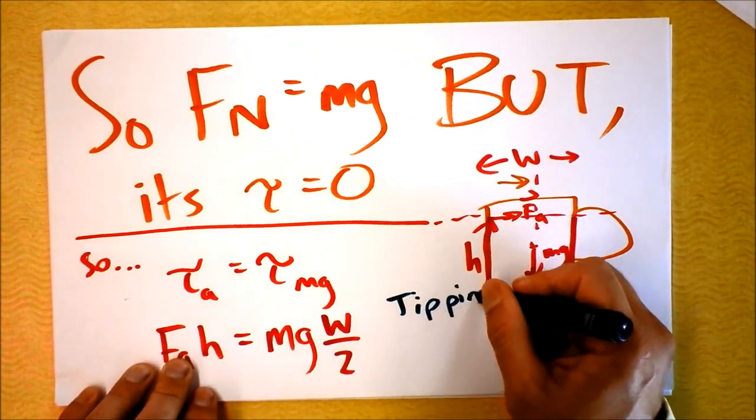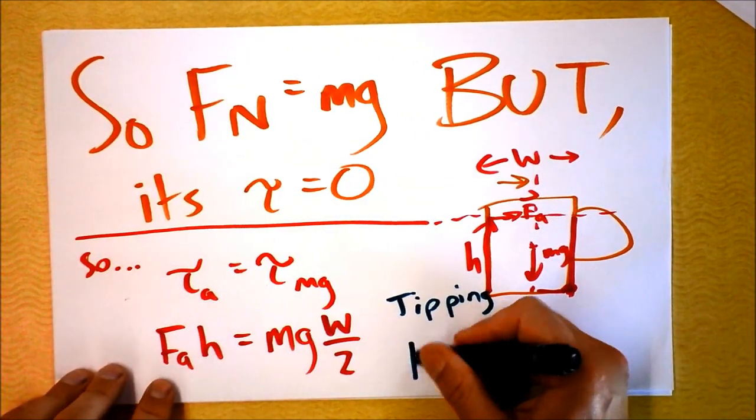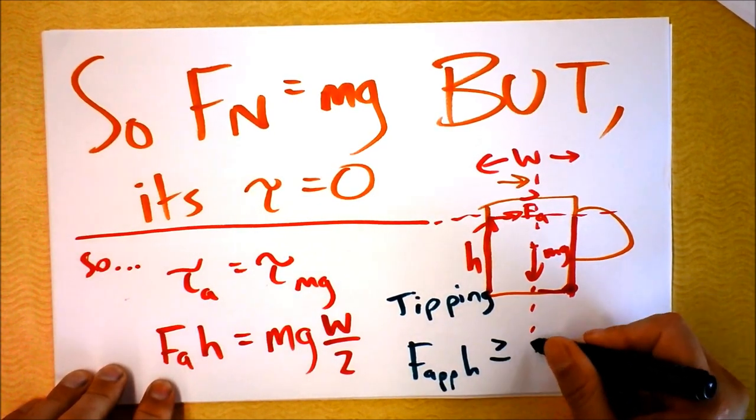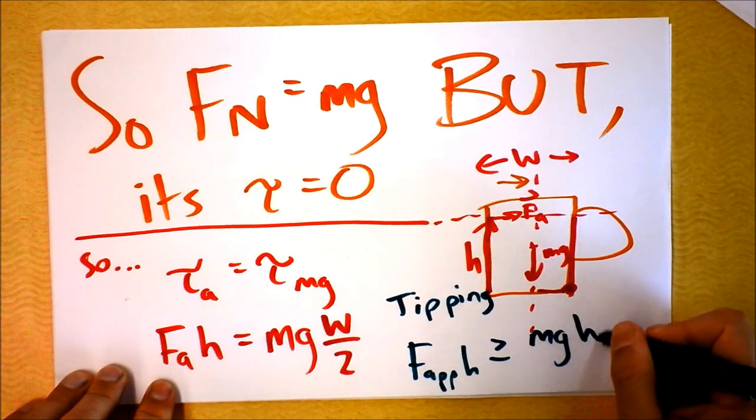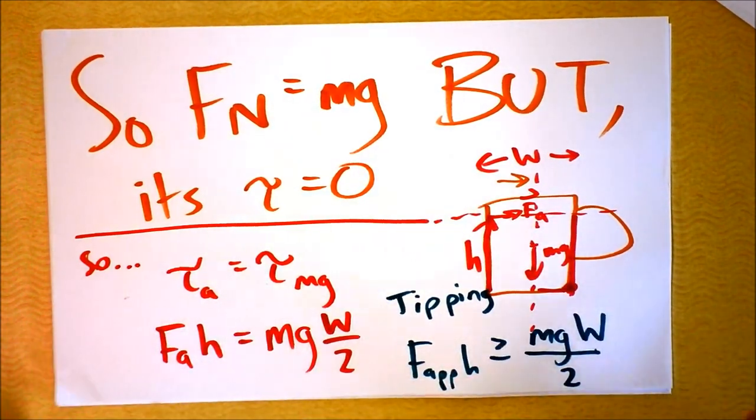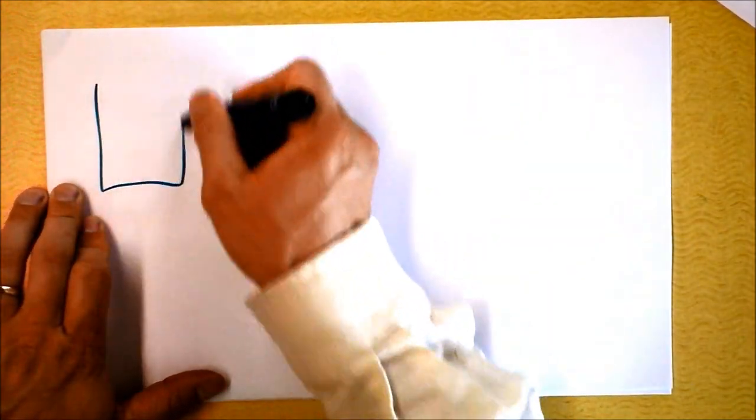Tipping, and this is just about to tip, so it's a critical situation. If the applied force times h is greater than or equal to m times g times the width of the cup or box divided by 2. But what about slipping? When does slipping happen? Well, slipping is easy.